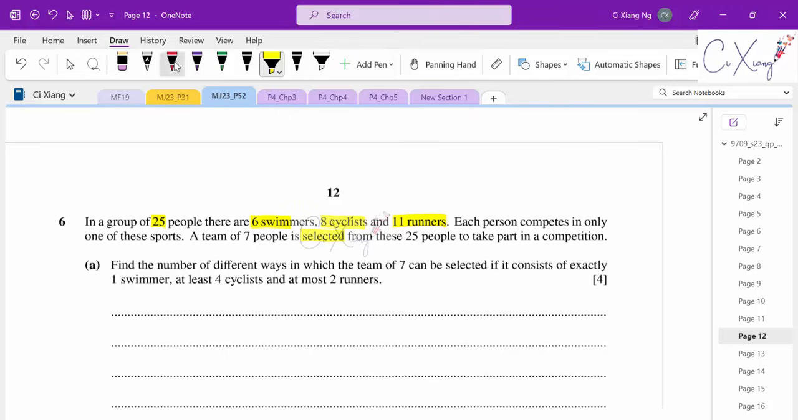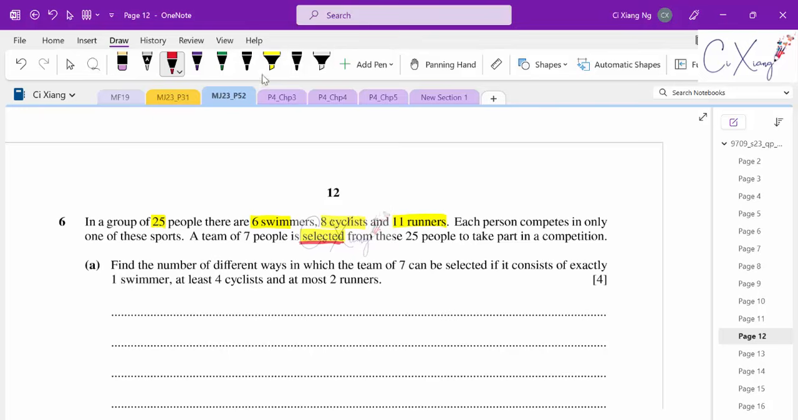Highlight the keyword selected. This basically tells us that it is a combination question, where the arrangement of the item or the person is not important. The sequence is not important. So the 7 people are selected from these 25 people to take part in a competition.